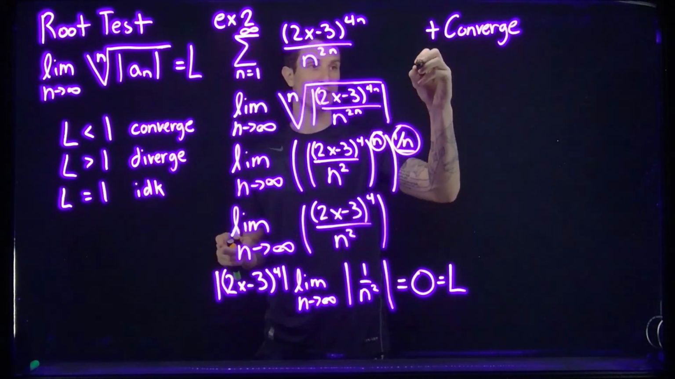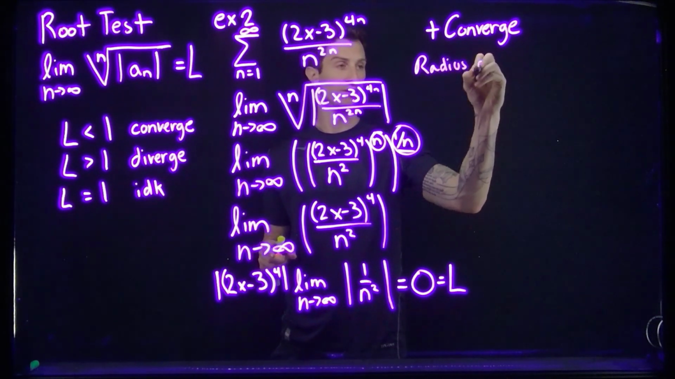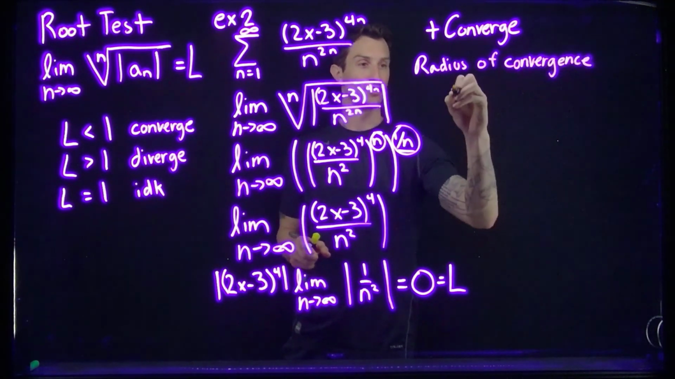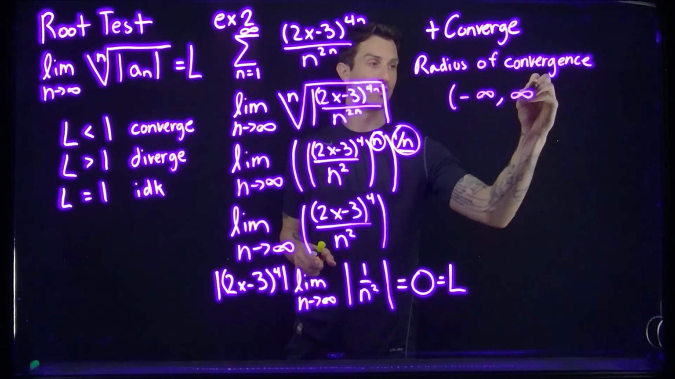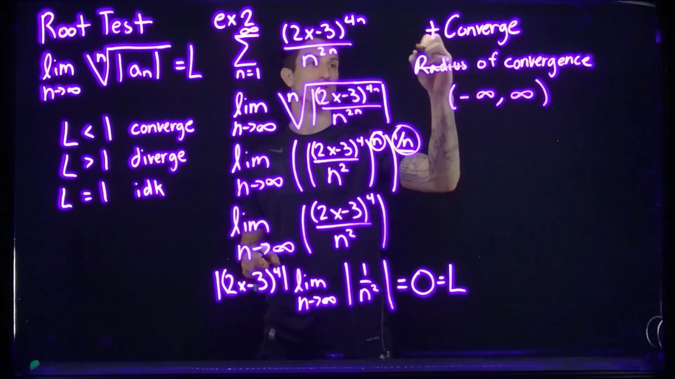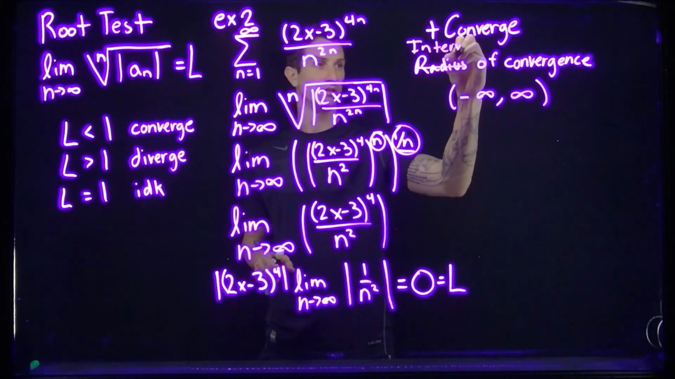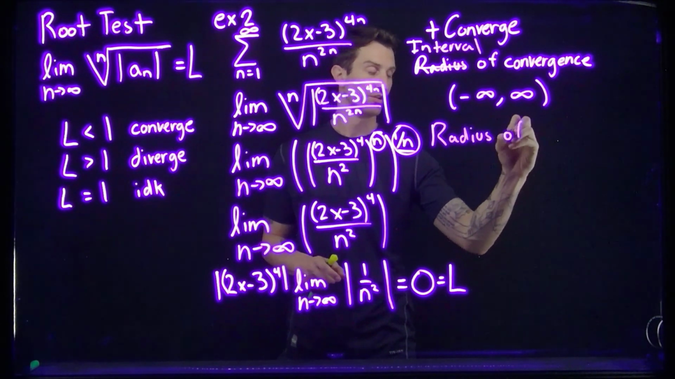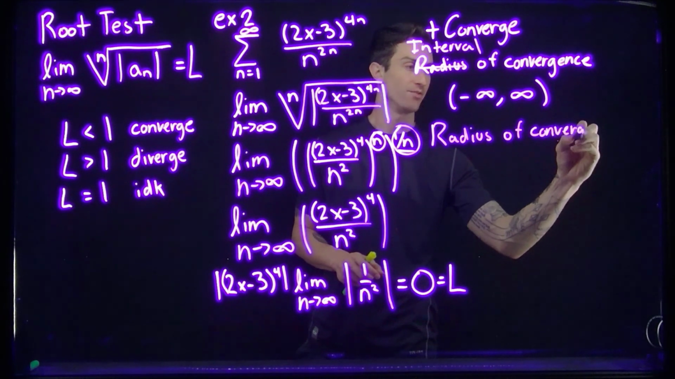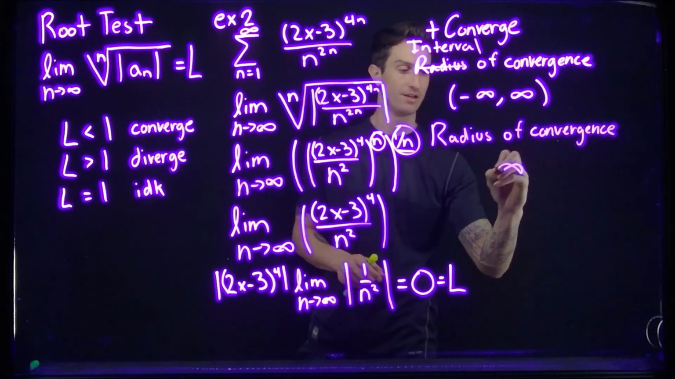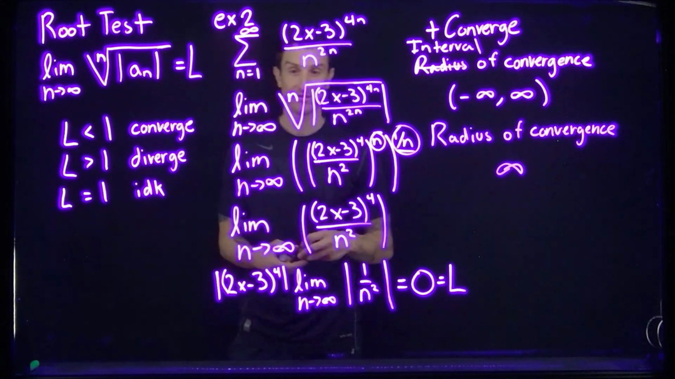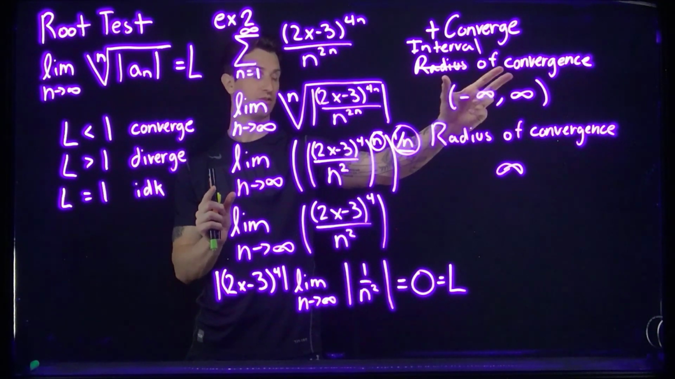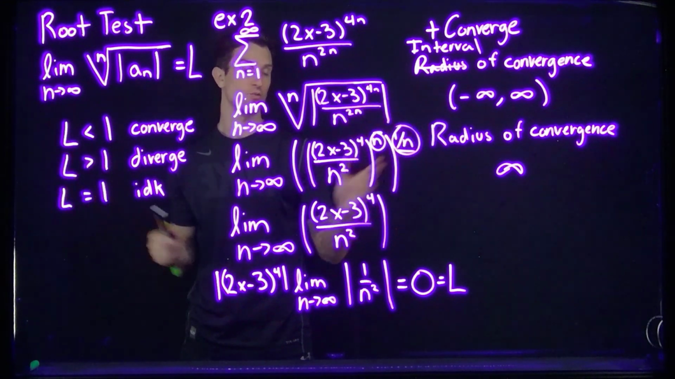And if I always converge, that means my interval of convergence is going to be negative infinity to infinity because I always converge. Or not radius, I'm sorry, interval. The radius of convergence is always going to be half of that interval, which means our radius of convergence is just going to be infinity. So if we ever have something where we get a limit equal to 0, and 0 is always less than 1, that means we're always converging. That means our interval of convergence is our entire real number spectrum, and our radius must mean half of that.